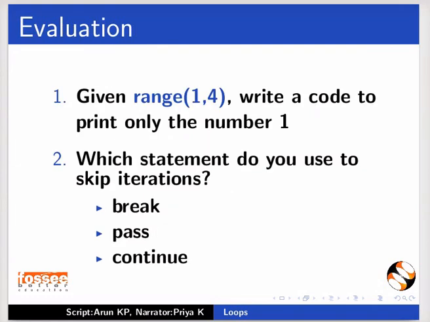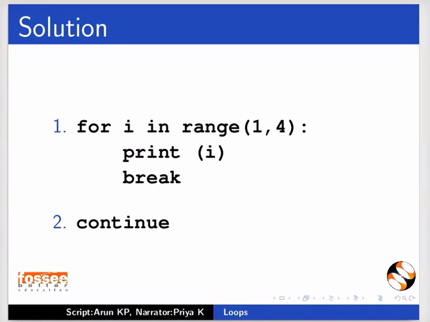Here are some self-assessment questions for you to solve. First, given range(1, 4), write a code to print only the number 1. Second, which statement do you use to skip iterations? And the answers. First, we can use the break statement in the for loop as shown here. Second, in order to skip iterations, we can use the continue statement.